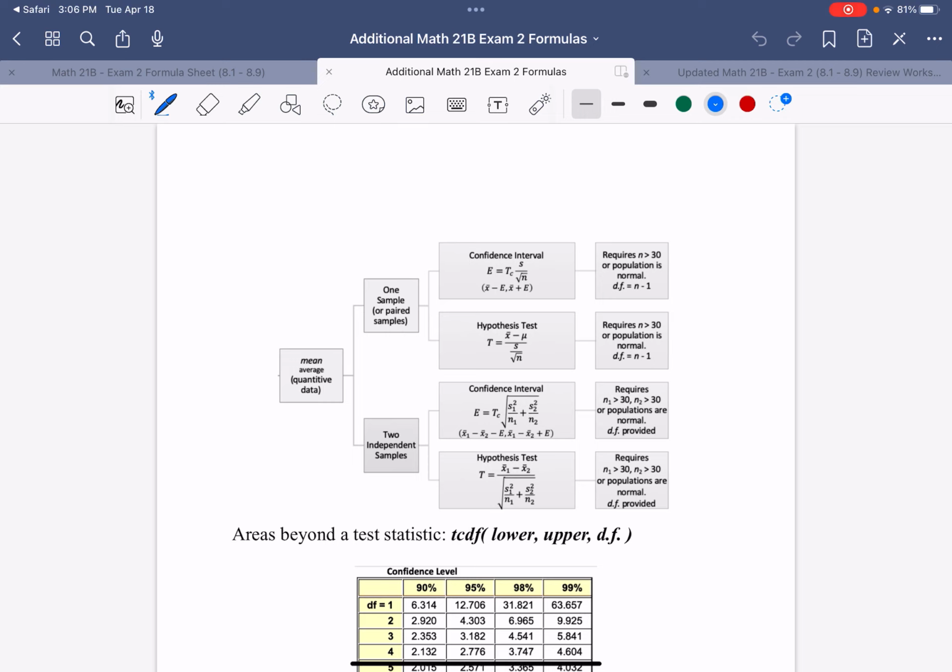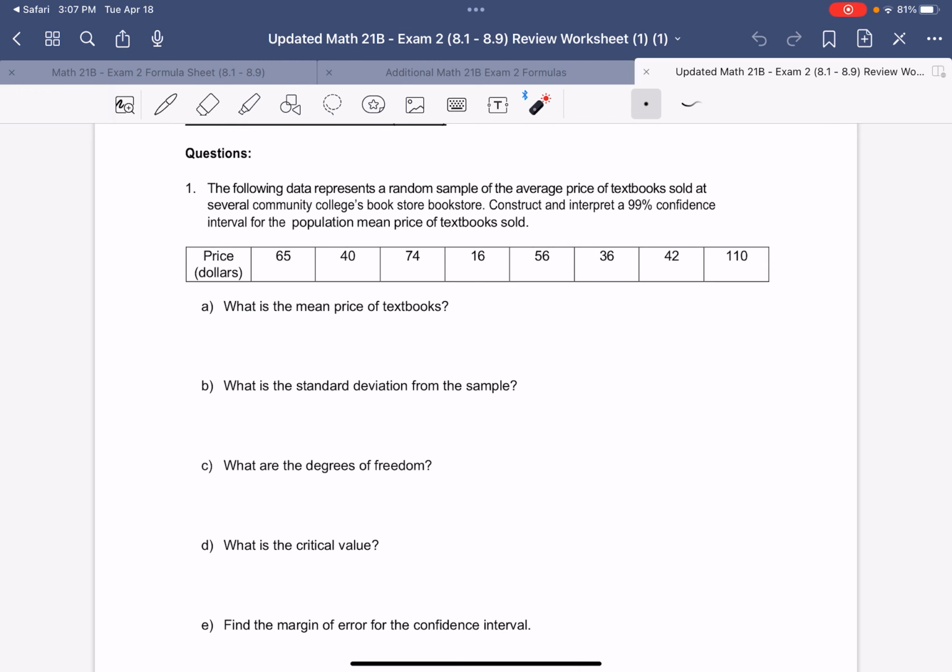So I'm going to go ahead and mark it. You don't have to if you don't want to. But for question 1 from this review, we're doing a confidence interval for 1 sample. That shows us what formulas we're going to be utilizing and what information we need. Okay? So back to the question. Part A, what is the mean price of textbooks?